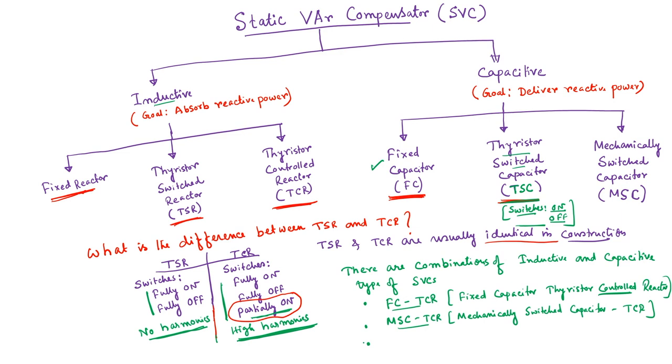Okay. Then there also exist TSC-TCR, which stands for thyristor switched capacitor thyristor controlled reactor. Okay. So, these are the different types of SVCs that exist, and I am going to discuss each of them one by one.